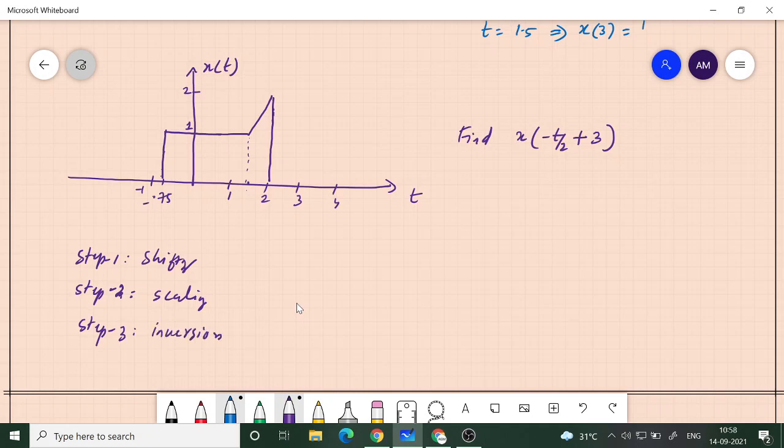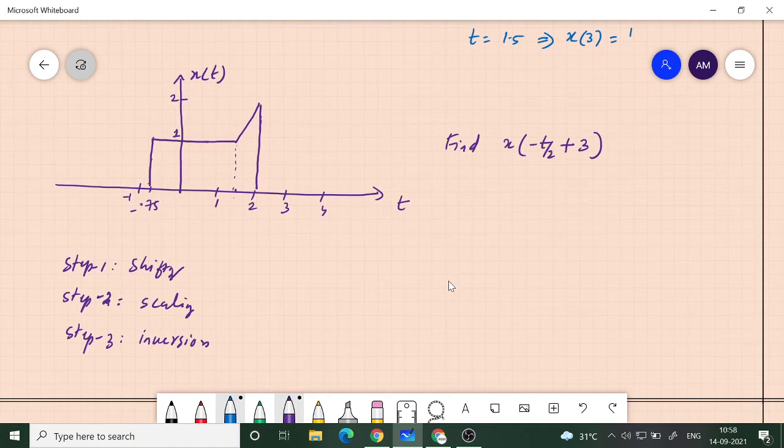Now the question is, can I do it in some other order? Can I not follow this order? So you tell me what order you want, and then we will try accordingly. Can you tell me some order in which you would like to do the transformation from x of t to reach this? This is the order in which I followed: first shifting, then scaling, then inversion. Can you tell me some other order?